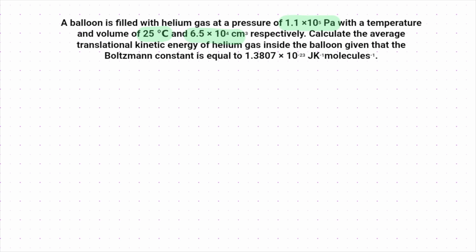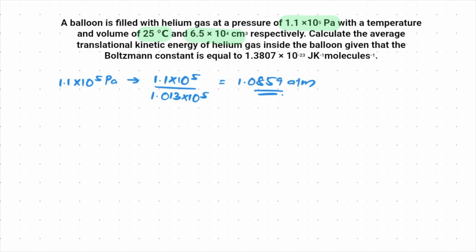So I'm going to start with the pressure. We have 1.1 times 10 to the power of 5 Pascal. When we want to convert it, it is 1.1 times 10 to the power of 5 divided by 1.013 times 10 to the power of 5. Therefore, you will get 1.0859 atm. But if you want to convert it directly from your calculator, you can do so as well.